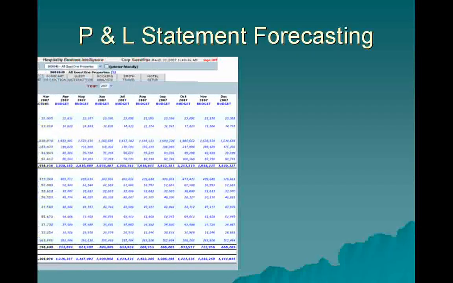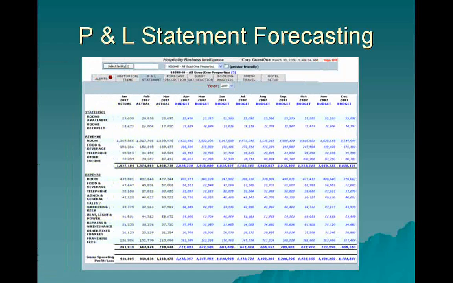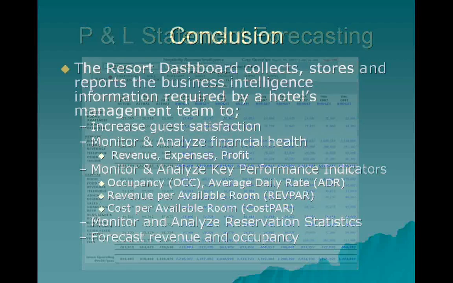The Profit and Loss Forecasting Facility provides a combined schedule of the actual and budgeted room night availability, room night occupancy, revenue, expenses and gross operating profit by accounting month. This information is important to the finance department, since it reports the financial health and profitability of a resort.